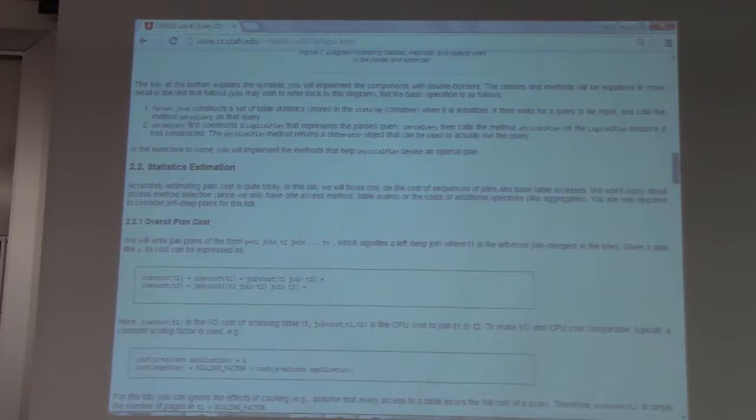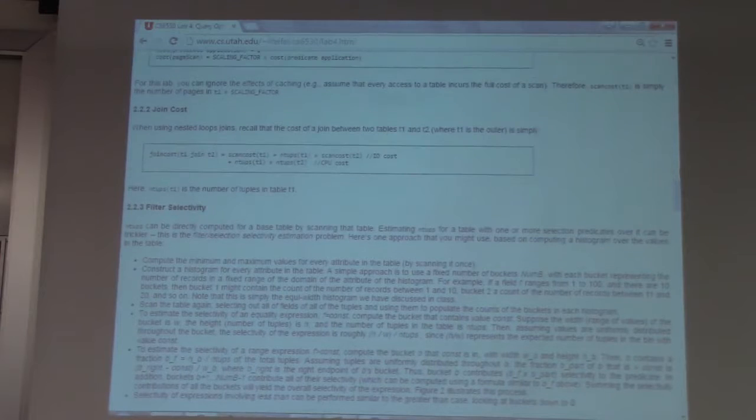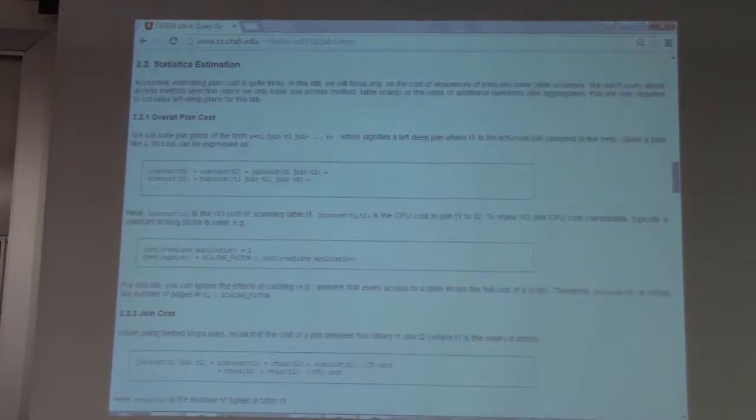So the first step is what we call statistical estimations. This ties in with all the discussion we had about building histograms, as well as, if you do not have histograms, how you estimate the selectivity for a particular type of query, whether it's a join or a selection. We talked about those in our lecture slides. And it gives you a very simple formula to estimate the cost of a particular join query.